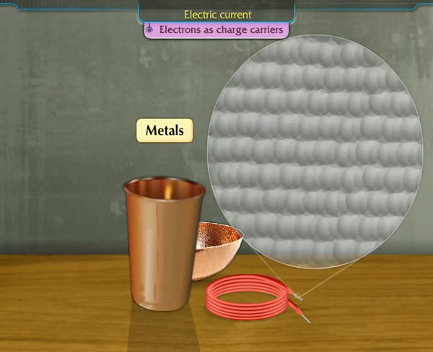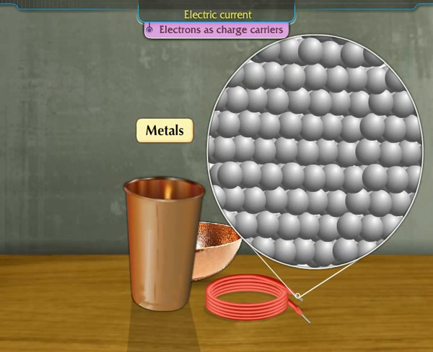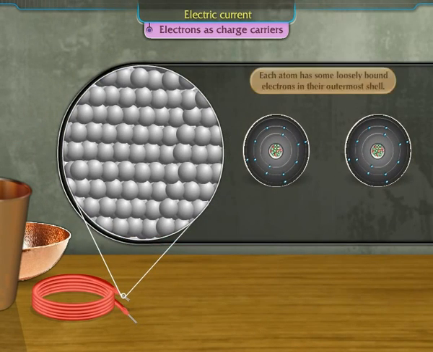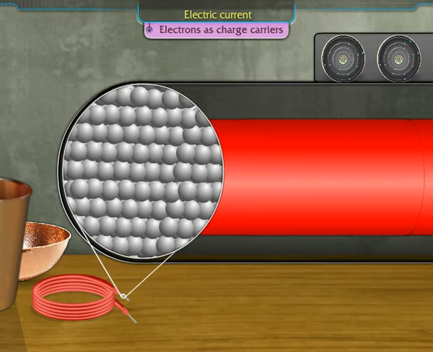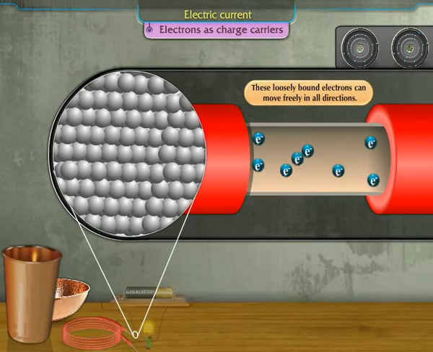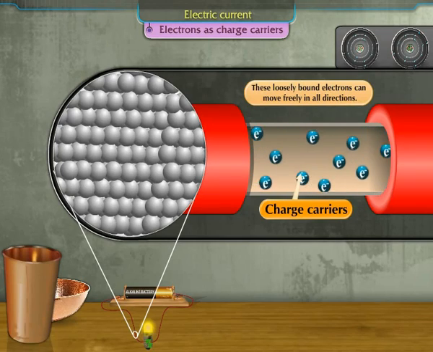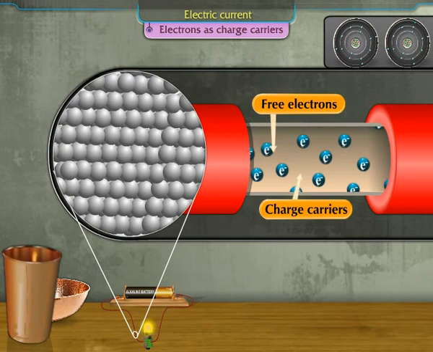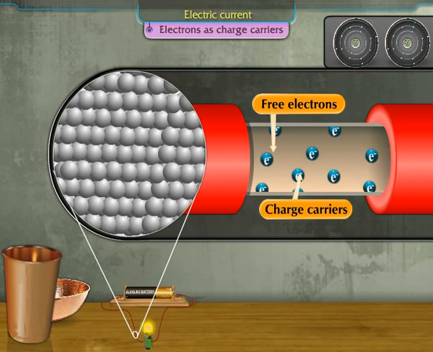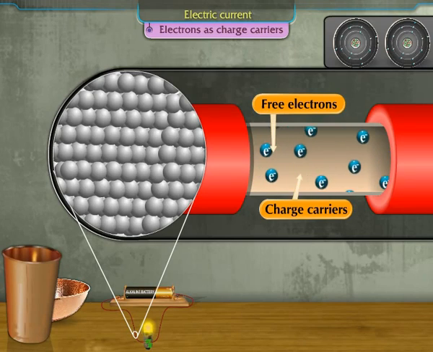In metals, atoms are closely packed. These atoms have some loosely bound electrons. These electrons act as charge carriers and are called free electrons. The motion of free electrons gives rise to electric current.